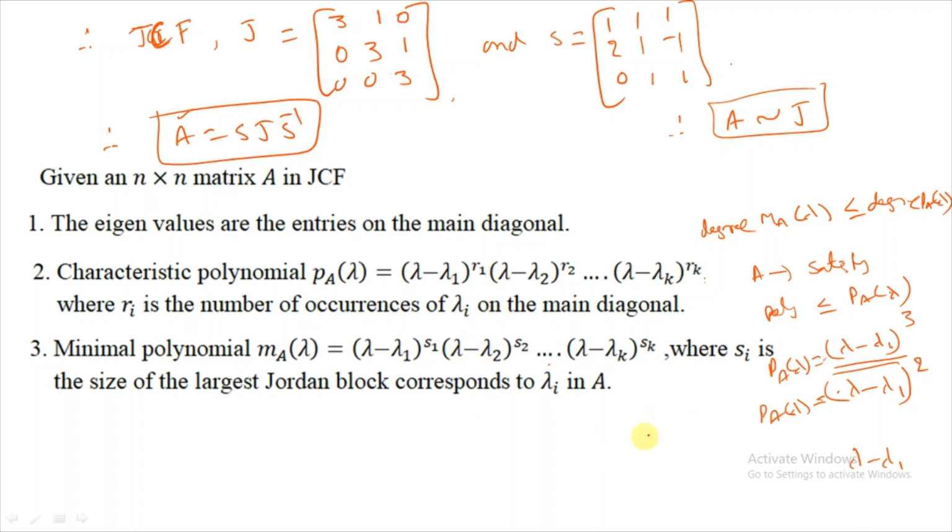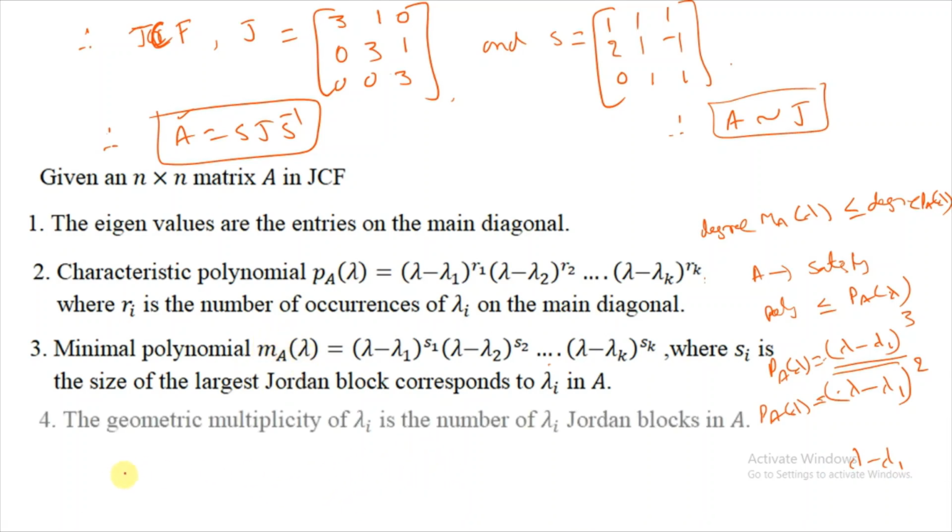If any eigenvalues are repeated, the degree of the minimal polynomial is less than the degree of the characteristic polynomial. The degree of the characteristic polynomial is more than the degree of the minimal polynomial. Now, the geometric multiplicity of lambda is the number of Jordan blocks for lambda.